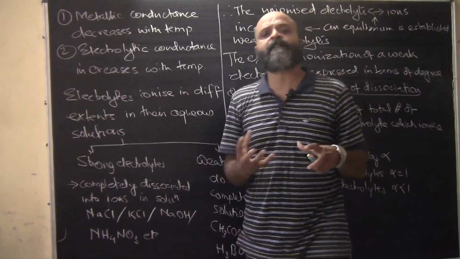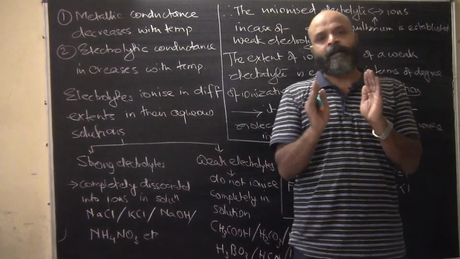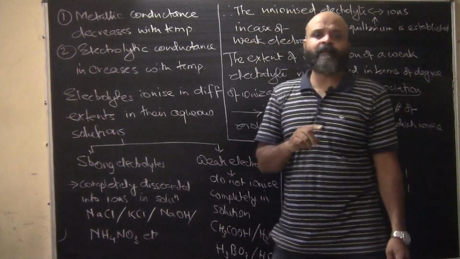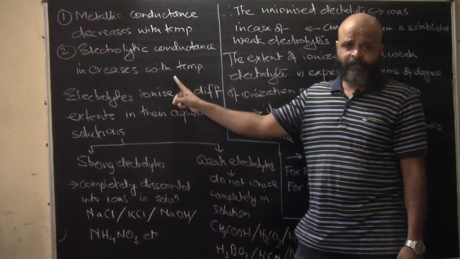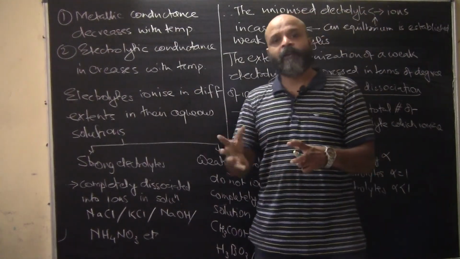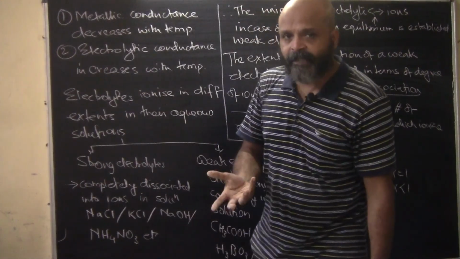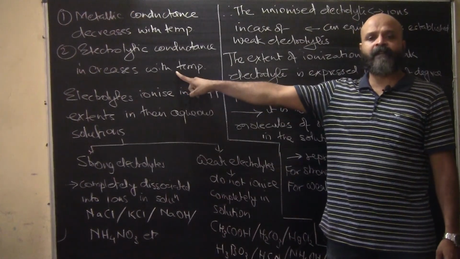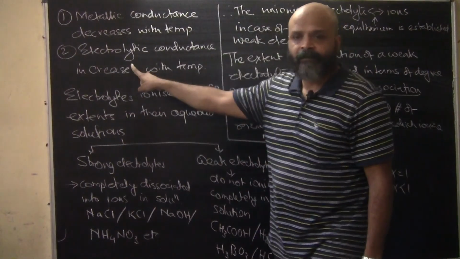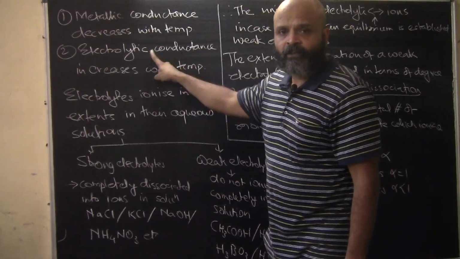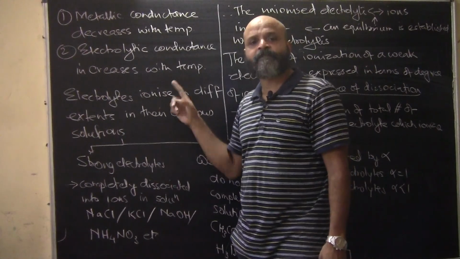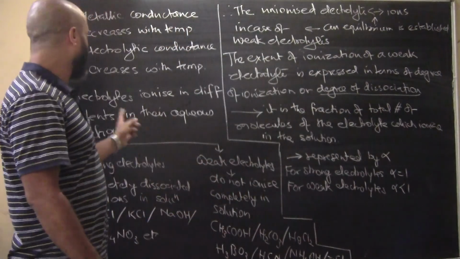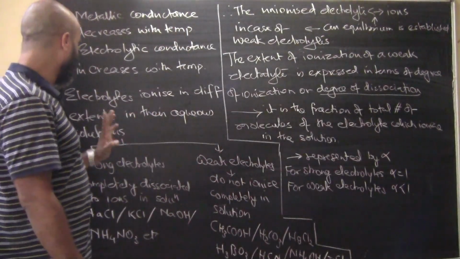The ions are already there in the solid state as well, but they are not free to move. When we make them into a fused state, or rather when we get them into an aqueous solution state, they become free to move. Now when we increase their energy by supplying heat to them, they become more free to move. So in electrolytic conductance, if we increase the temperature, the rate at which the ions flow will increase.